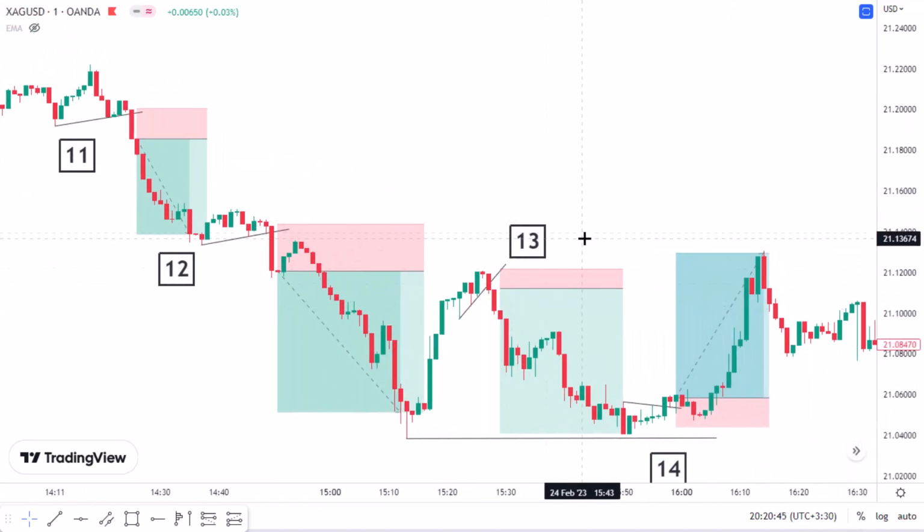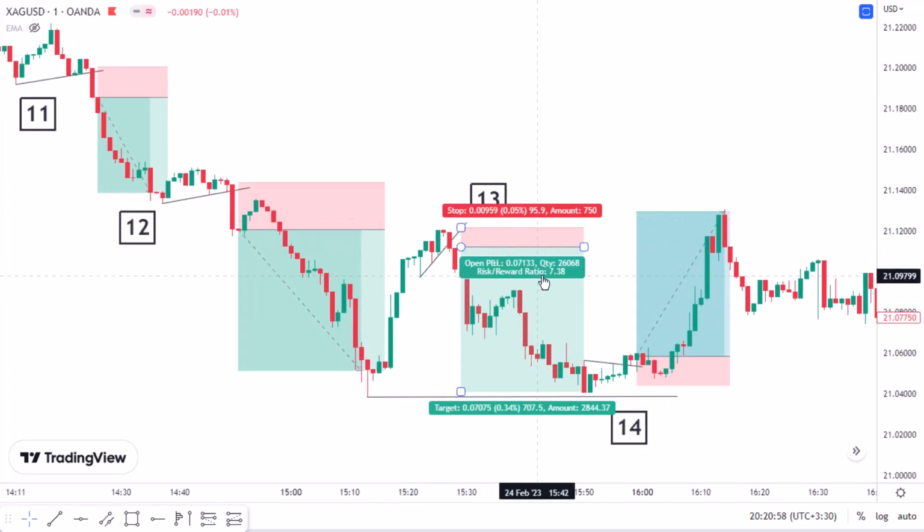On trade 13, we have this trend line here with 3 touches, broken with this red candle. We enter the sell position here, put our stop loss above that or somewhere safer like here, and look for RR2, which gives us RR7.